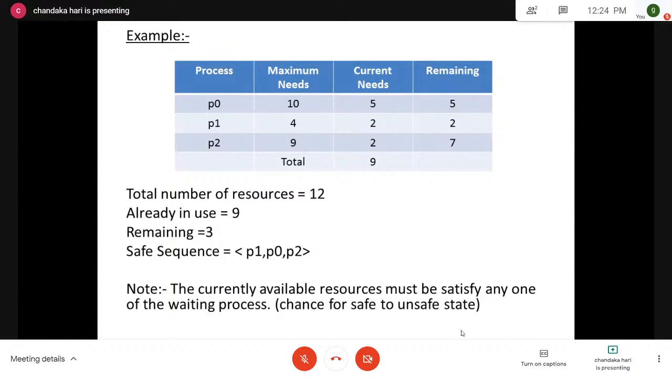In an examination, the question is, the P2 is requesting one additional resource and it is immediately sanctioned. Now, whether the system is in a safe state or unsafe state. The system is in an unsafe state, the system is in deadlock. That's it. This is the example.